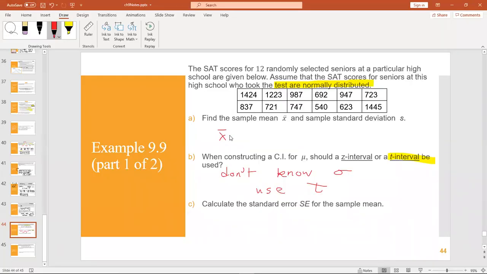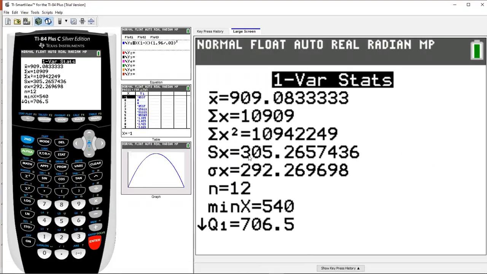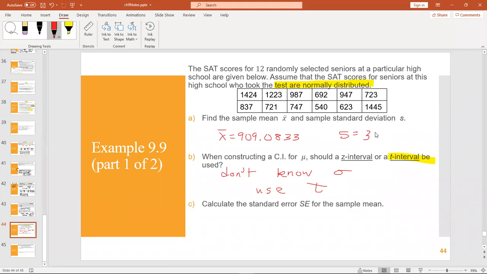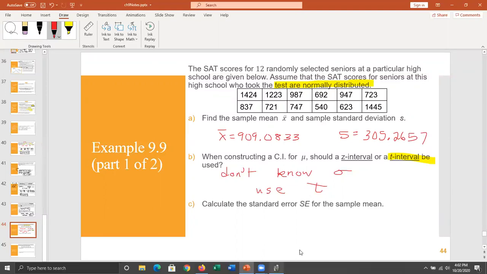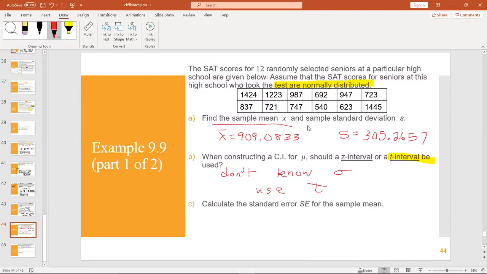So X bar is 909.0833. And S, so that's kind of a clue which one we're looking for. This is S right here, 305.2657. Is that right? 2657. Okay. So that's X bar, that's S.